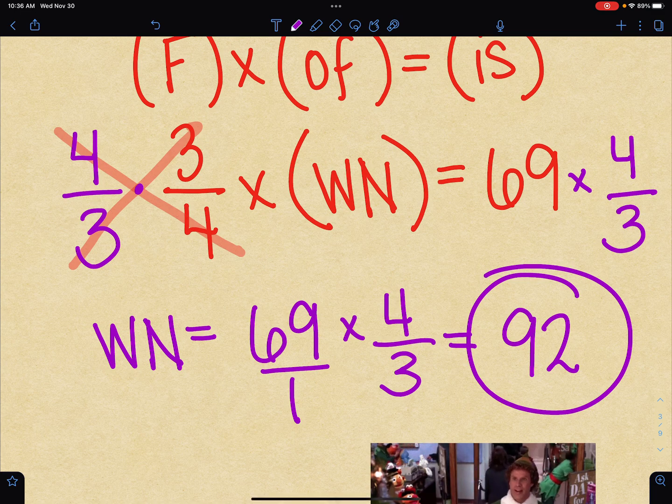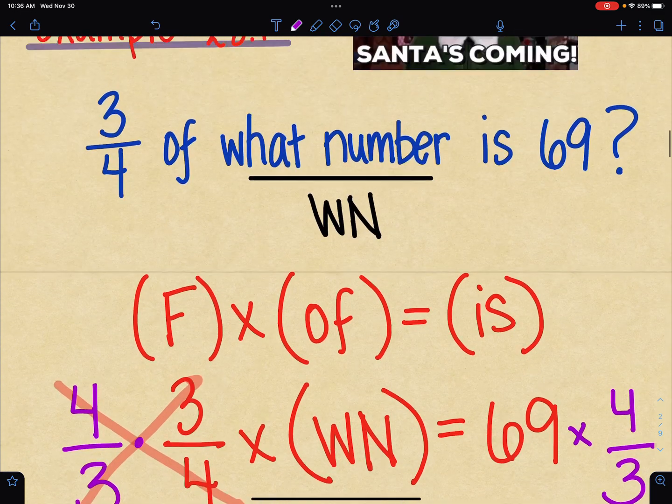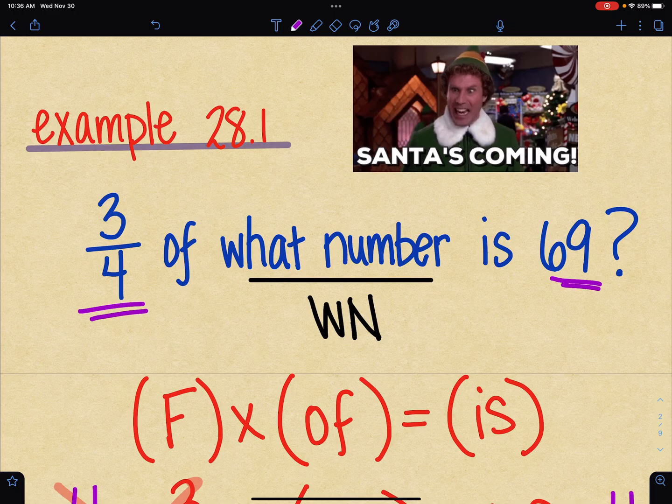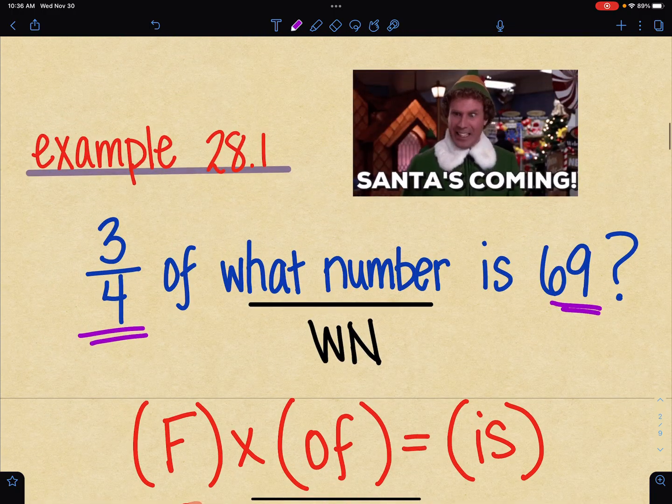And then what I like to do is go back to that original problem and see if that makes sense. 3/4 of what number is 69? So if there's like 92 questions on a problem and you get 3/4 of them right, you're going to get 69 out of 92. So that kind of makes sense. Those numbers make sense to me. So we got it right.